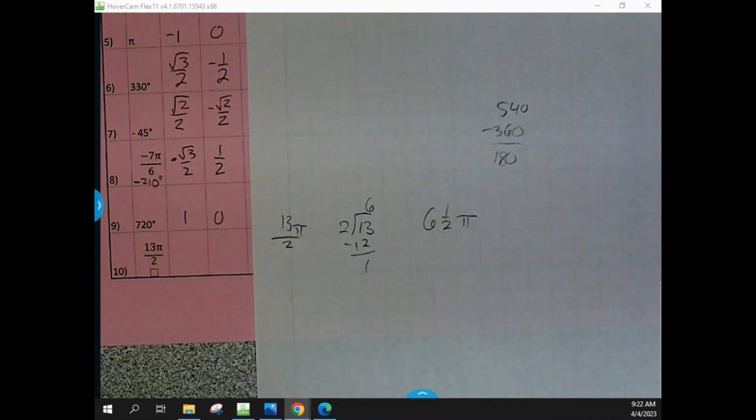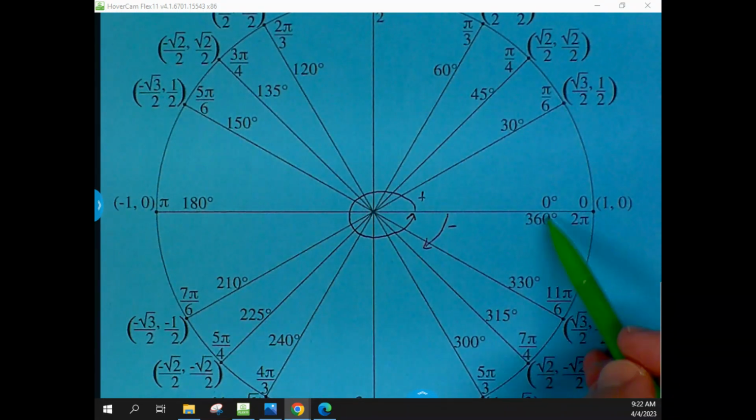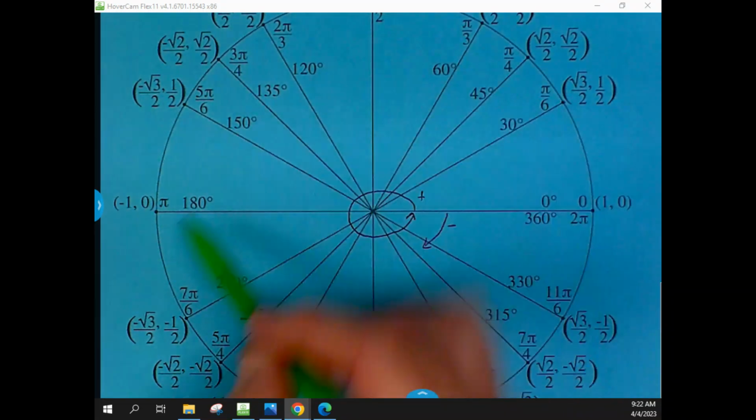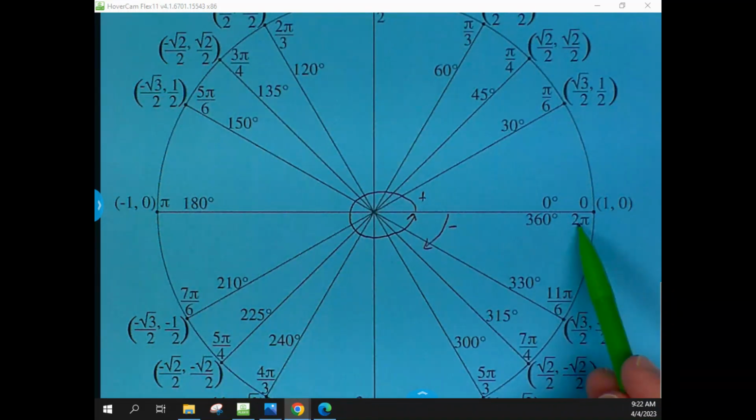All right, so a couple of ways you can do this one, and we'll show you both of these. If it's 6.5 pi, here's one thing you want to notice about the unit circle. If you start at 0 and we go 180 degrees, that's 1 pi. You go another 180, that would be 2 pi. What happens if you go another 180?